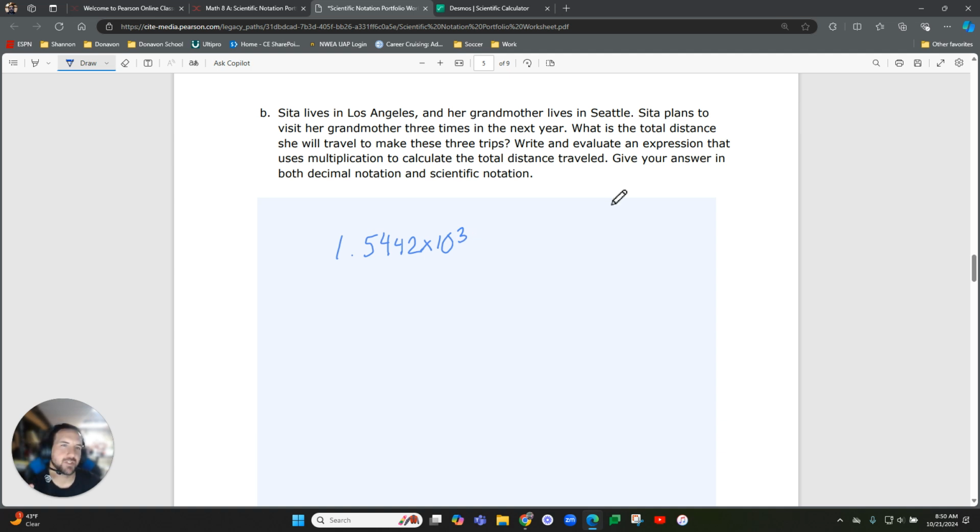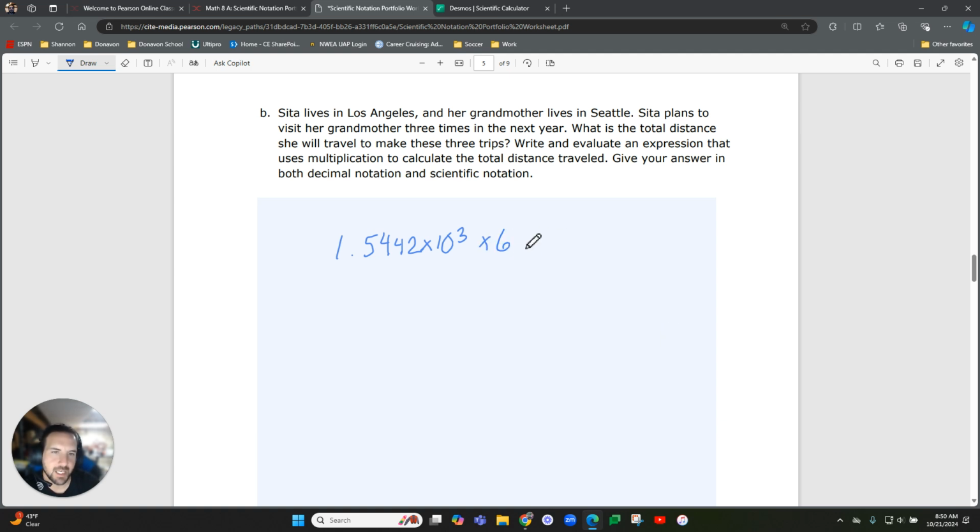If you think about it, if she does the trip 3 times, she's going from Los Angeles to Seattle and then Seattle to Los Angeles, that's 2. So she's doing that distance twice. Okay, but she does it 3 times. So actually she's making this distance 6 times, because she's going there and back, there and back, there and back. So that's a total of 6 times doing this distance. So I'm just going to multiply by 6.